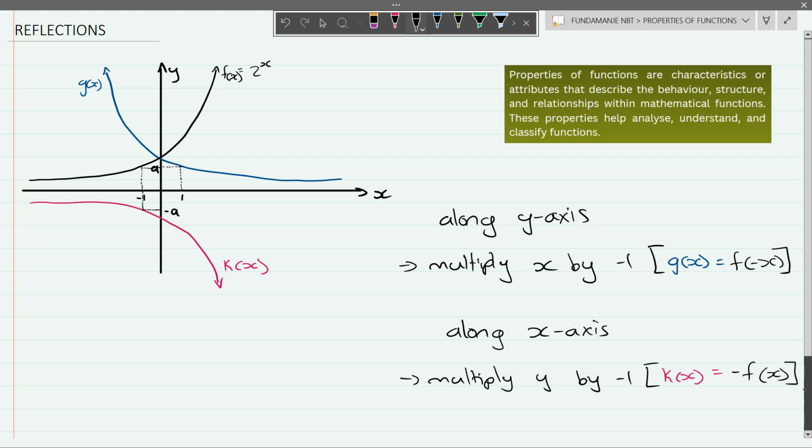Reflection along the y-axis, the x value changes, becomes a negative value of itself, or its value multiplied by -1. But if we reflect along the x-axis, then the x value stays the same for the function. It's just the y value that's now multiplied by -1. And there is a third type of reflection that we're going to do, which is reflection along the line y is equal to x, but that will be for another video on inverse functions. So this is all for reflections.